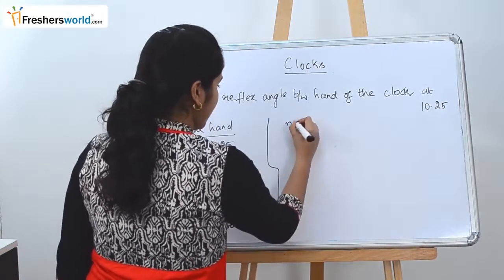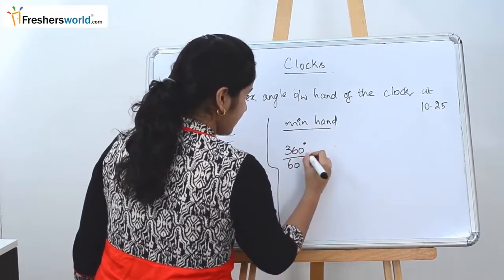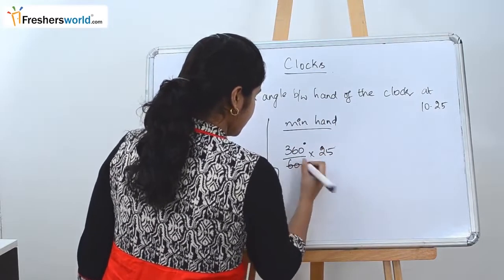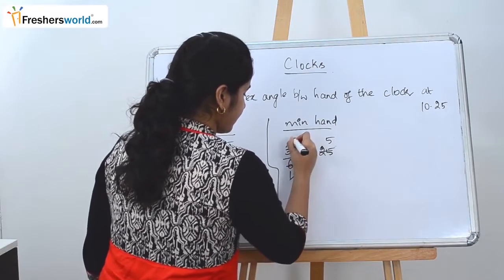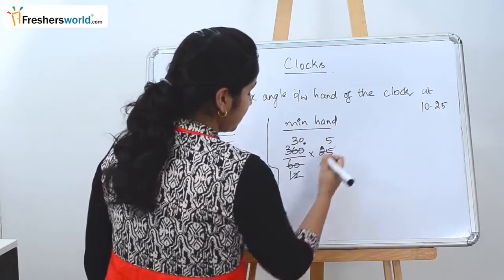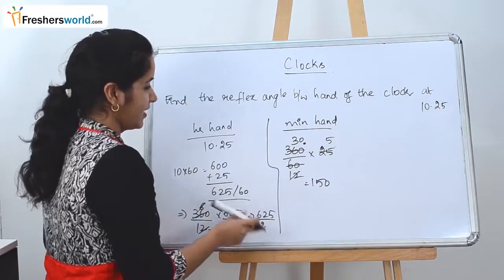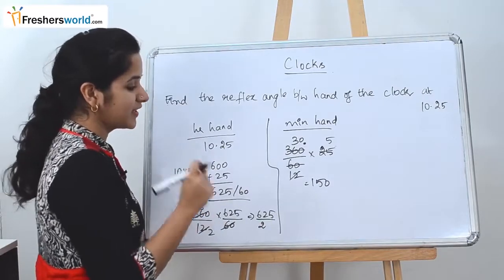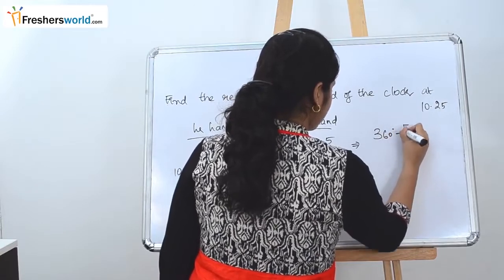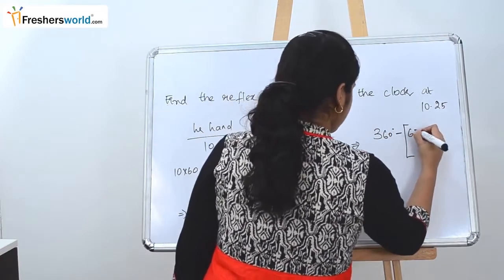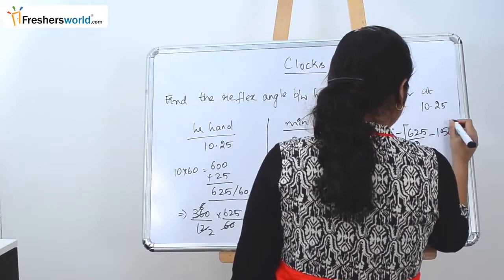Next, we will go to the minute hand. In case of the minute hand, we know that it moves 360 degrees every 60 minutes into the 25 minutes. So 30 into 5 is 150 degrees. We know the angle of the hour hand and the minute hand. What are they asking for? They are asking for the reflex angle. The reflex angle is 360 degrees minus these two angles, 625 by 2 minus 150.